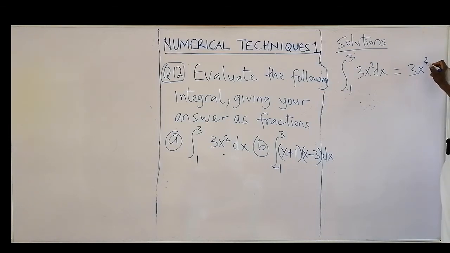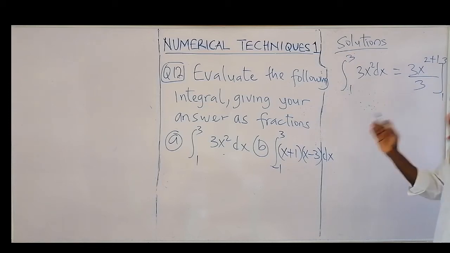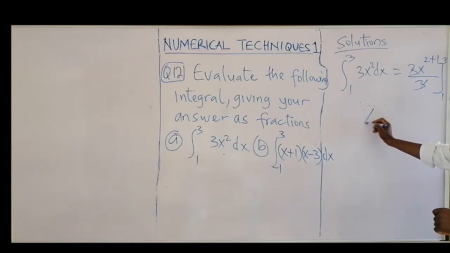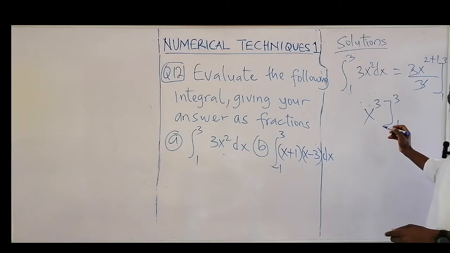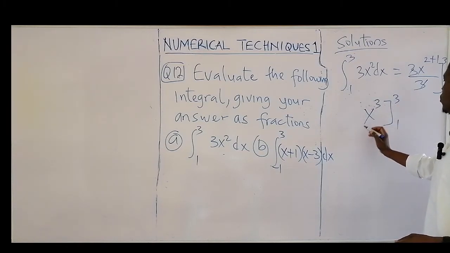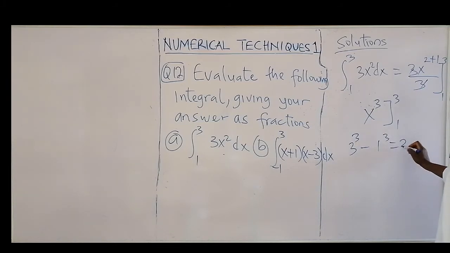3x to the power 2 plus 1, that's 3 over 3. Then you put your upper boundary 3, lower boundary 1. When you are doing definite integral, we don't put plus c, so we are going to have a value. Okay, 3 we cancel out. Then we have x to the power 3, upper boundary and lower boundary. So that will be 3 to the power 3 minus 1 to the power 3. That's 27 minus 1. That's 26.